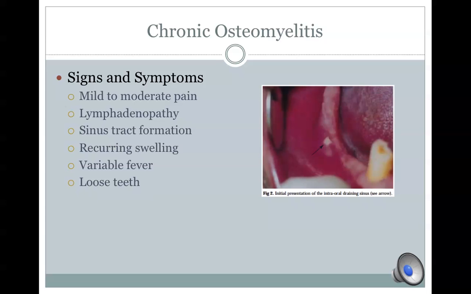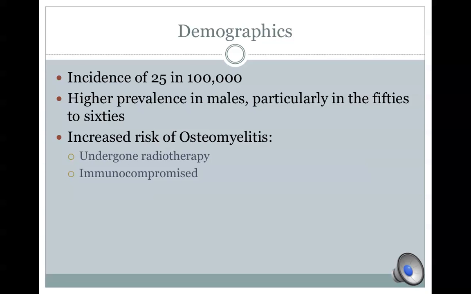Chronic osteomyelitis generally has less severe symptoms and a longer history than the acute form. Signs and symptoms include mild to moderate pain, lymphadenopathy, sinus tract formation, recurrent swelling, variable fever, and loose teeth. On the right is an example of an intraoral draining sinus associated with chronic osteomyelitis.